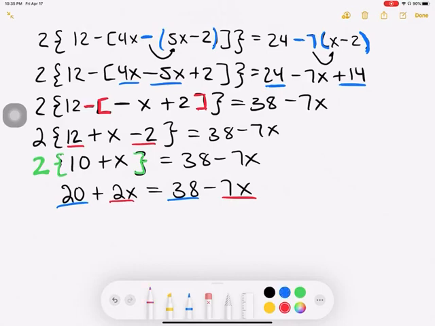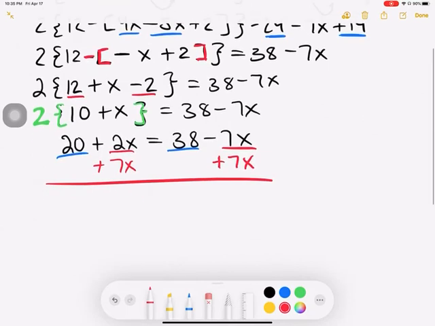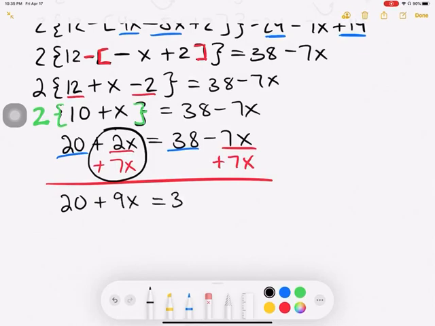So I have to get rid of the negative 7x by using the opposite operation of the negative 7x, which is positive 7x. And if I add 7x to the right side, I have to add 7x to the left side of the equation. So let's see what's left. That's going to be 20. Let me just color code this. 20. And then positive 2x plus 7x is going to be positive 9x equals 38, and then these two x's cancel out.